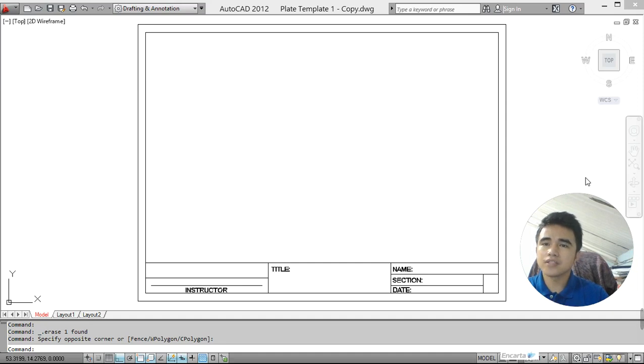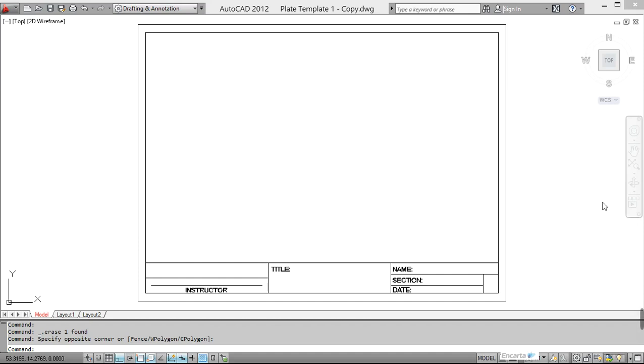Although manual drawing is different from drawing using AutoCAD, somehow we can still relate both of them. That's why for demonstrative purposes, I choose to use AutoCAD in this discussion. So first, let's have your drawing template. So we use this drawing template.